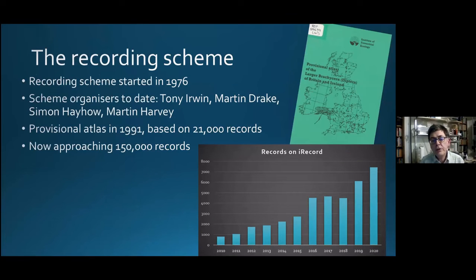Okay, so those were just 4 of the larger families within the 11 families as a whole, and I'm now going to move on to talk a little bit about the recording scheme. So the recording scheme, which used to be called the larger Brachycera recording scheme, and larger Brachycera is just one of the terms that used to be used for this group of 11 families. And it started back in 1976, and a number of people have been involved with running the scheme over the years. I've been doing so since about 2013, I think it was, I got involved with it.